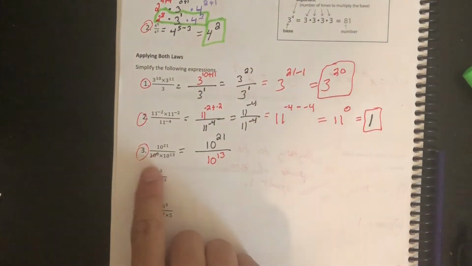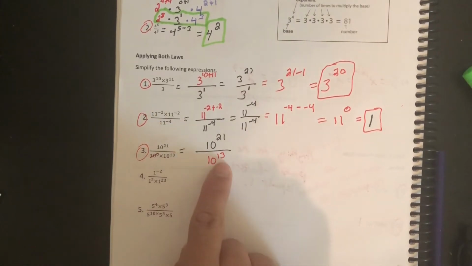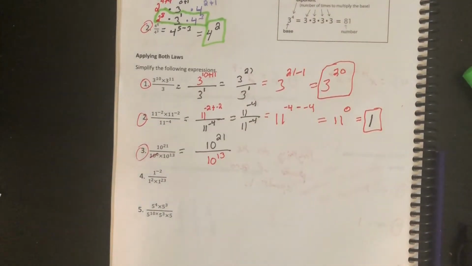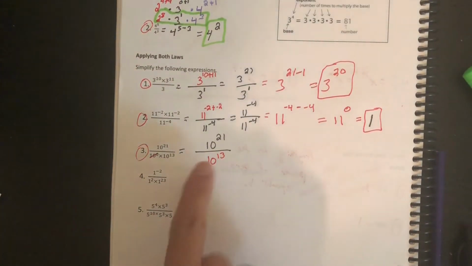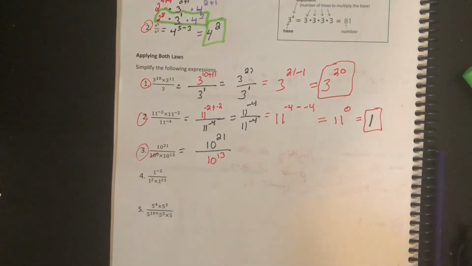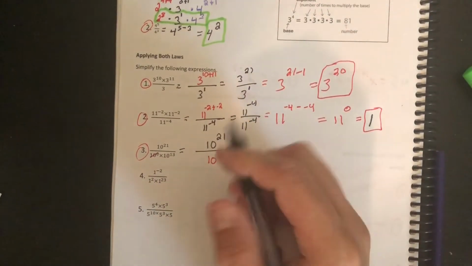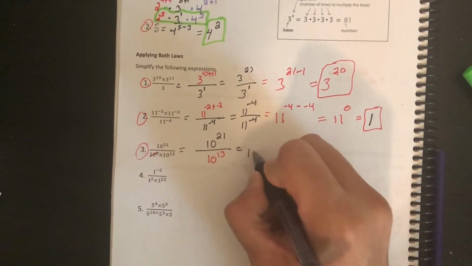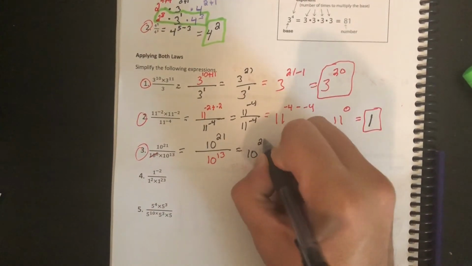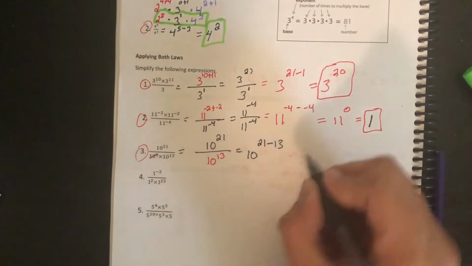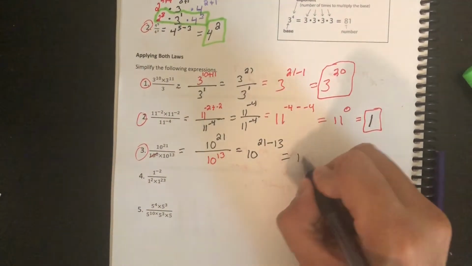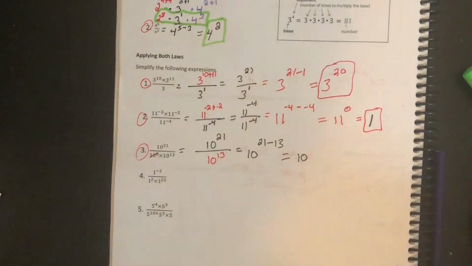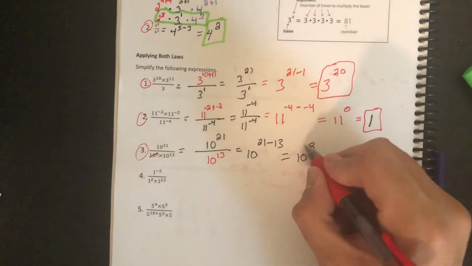Or you could have done multiply the same bases and add the exponents, and 0 plus 13 is just an exponent of 13. So it wouldn't matter if you use the 0 exponent rule or if you use the multiplication rule, you're still going to end up with the same number at the bottom. Now I can do my quotient rule. When dividing the same base, subtract the exponents. So the top exponent minus the bottom exponent. So 10 to the power of 8. And there's your final answer.